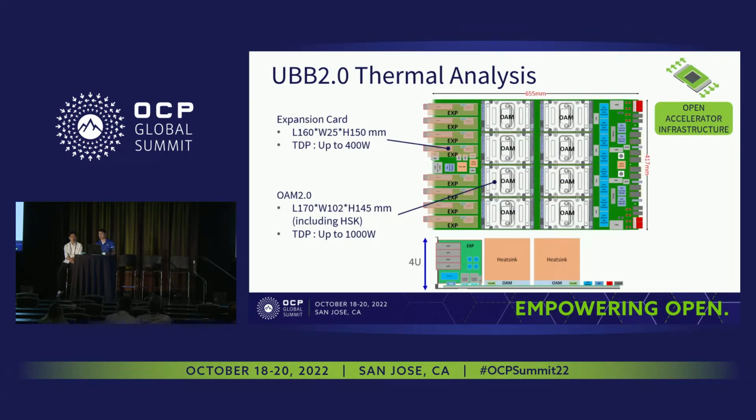And apart from the liquid cooling solutions, one of the focuses of our cooling workstream is to develop the UBB 2.0 thermal spec and the design guidelines. And this is the basic information of the UBB 2.0 systems. We could see we have the FPS expansion card and the FPS OAM 2.0, and they have a very high TDP.